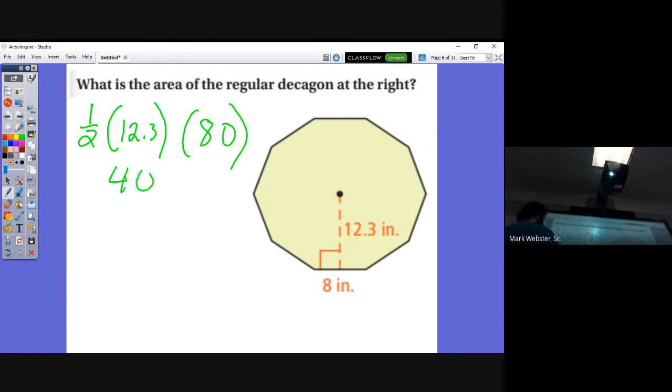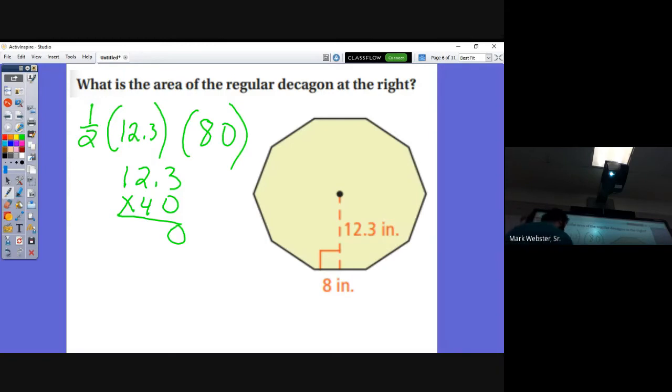So 40 times 12.3. Don't do that. Do it the other way. Make sure that the one with the more digits is on top. And why is that 40? Half of 80, right? I'm just making my life simpler. So we got a 0 for the ones place, so we don't only have to worry about the 4, right?